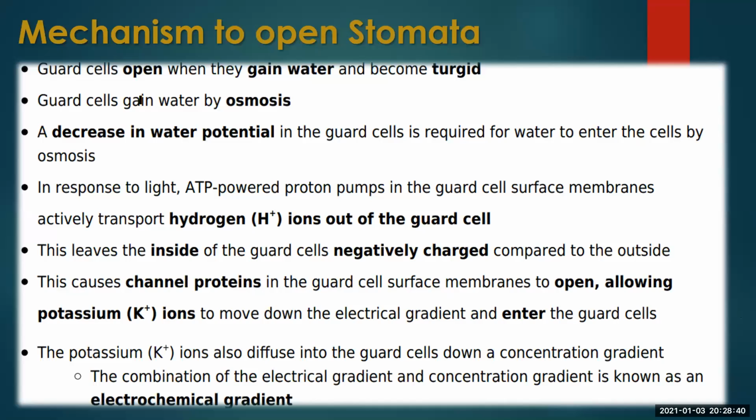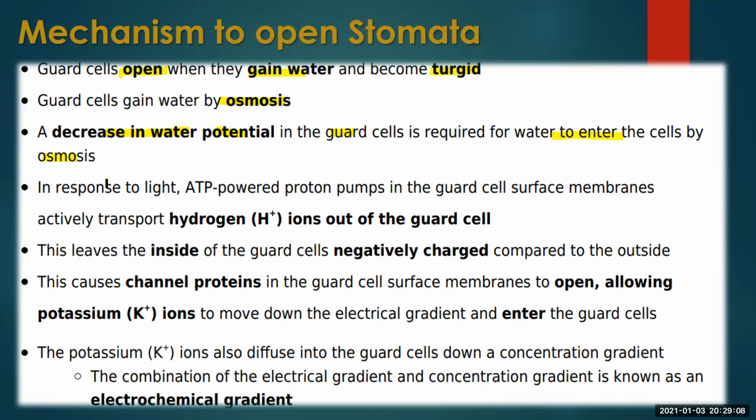So the mechanism to open stomata. Guard cells open when they gain water, and they become turgid. So they gain water, they become turgid, they would open. And water actually enters the guard cells through osmosis. If there's a decrease in the water potential in the guard cells, water would enter the cell by osmosis. So if the solute concentration is more, it would cause water to enter the cells by osmosis.